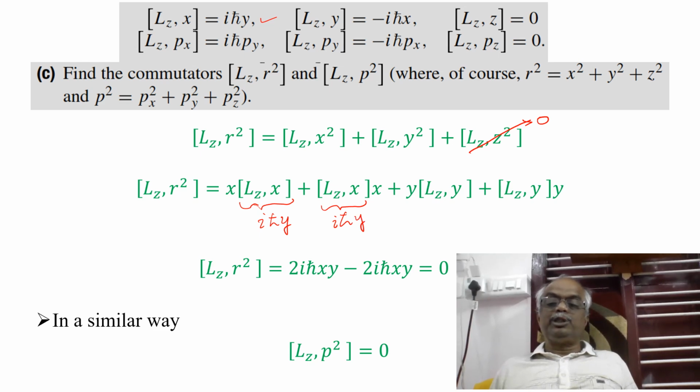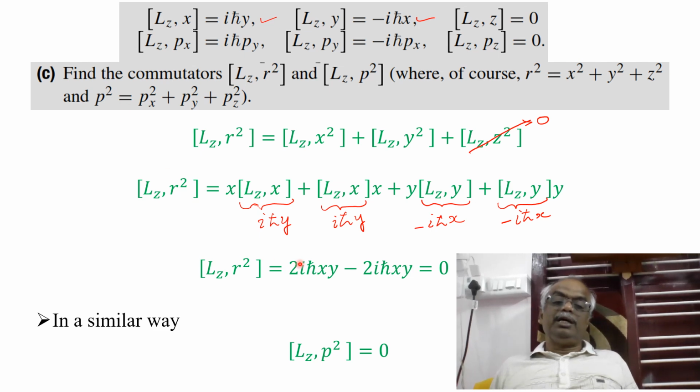Then what about Lz with y? You can see [Lz, y] is minus iℏ cross x. So this one will be minus iℏ cross x naturally. Then this one also minus iℏ cross x.